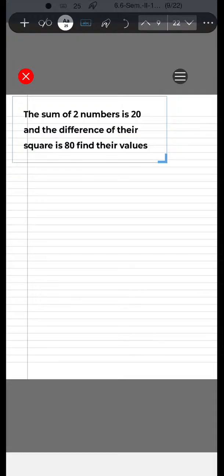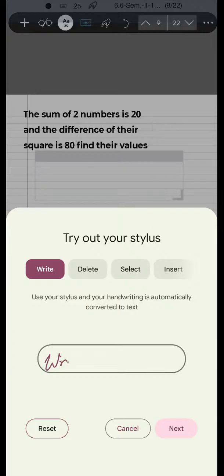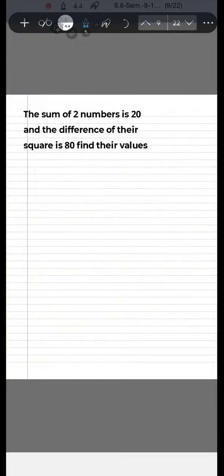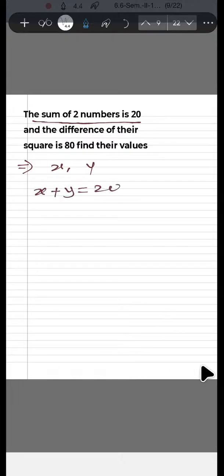So simply, I am trying to write the question in the form of an equation first. What did it say? Sum of two numbers. So the first number can be x and the second one y. It said the sum of two numbers is 20. It means, as per that statement, x plus y. Sum means addition, which is equal to 20.